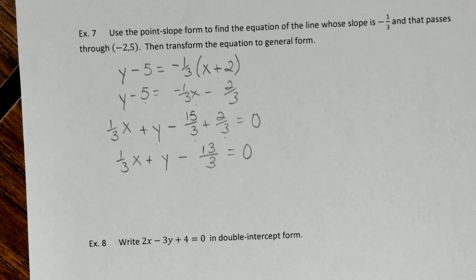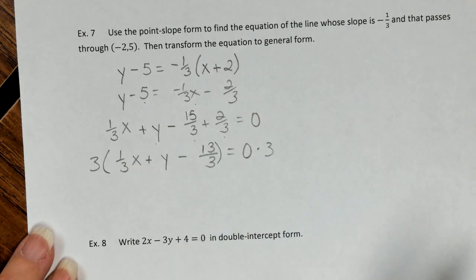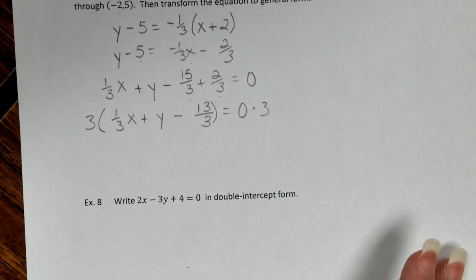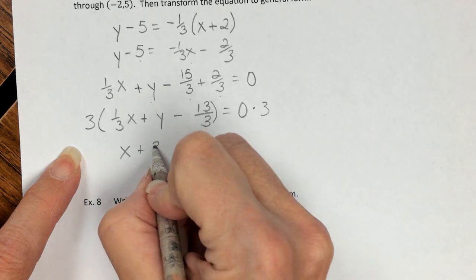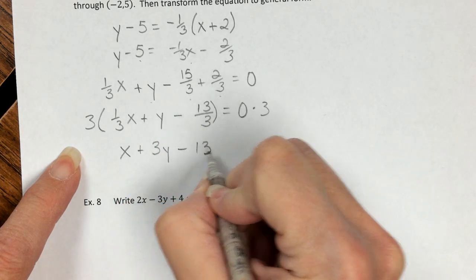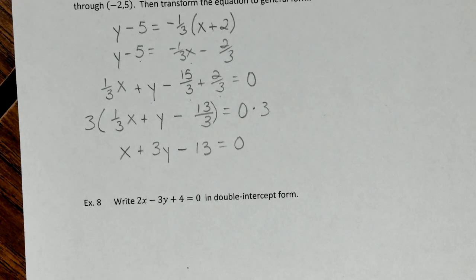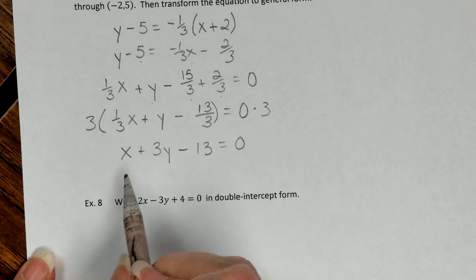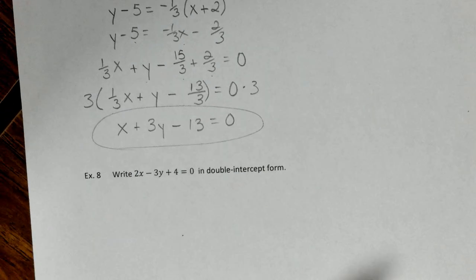But we have fractions again. So this time the LCM is just 3, so we're going to multiply everything by 3. Alright, so then we have x plus 3y minus 13 equals 0. They're in the right order. There aren't any fractions. They don't all divide by the same thing. And a is positive. It's a positive 1. So we're done again. One more.